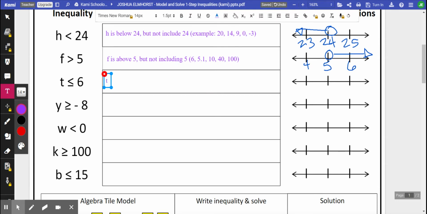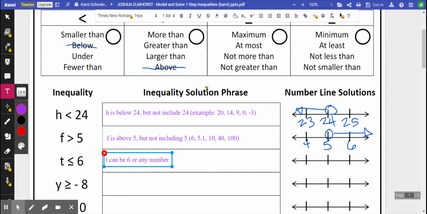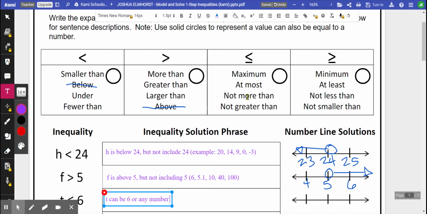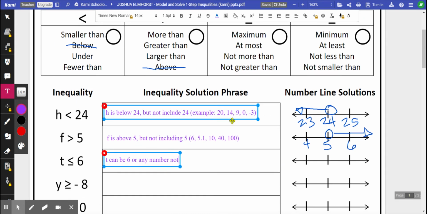Okay, so T is any number, let's see, T can be 6. It can be equal to, or any number, and let's say less than or equal to, any number not more than 6. So that is the maximum. 6 is the maximum. Every other number has to be less than that.